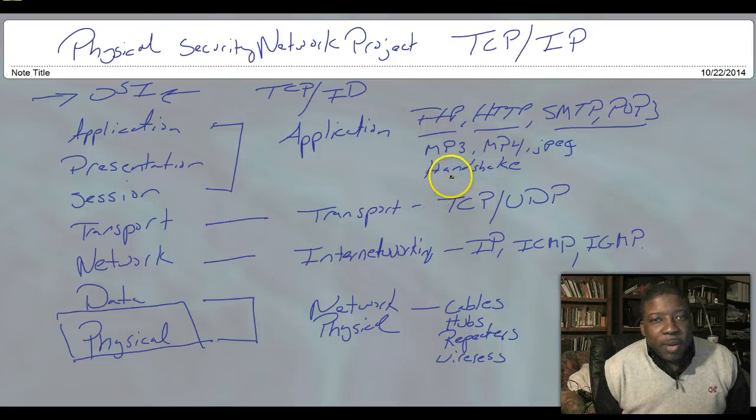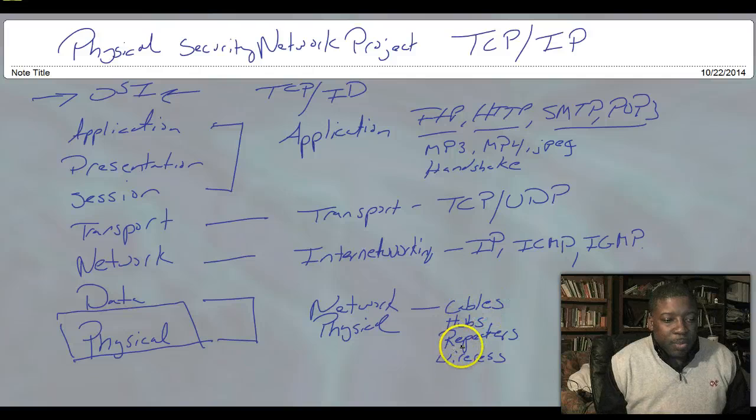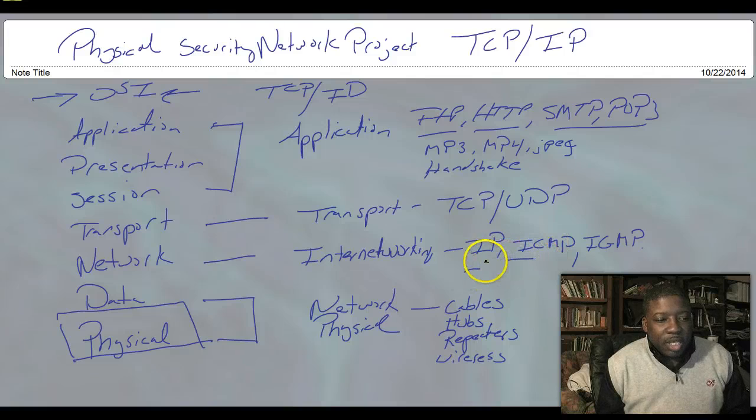So I pretty much tried to break that down in a simple way. Your physical: cables, hubs, repeaters, wireless. Internetworking: IP, ICMP, IGMP. Now some of these acronyms, like IP, which is Internet Protocol, I will get into in other videos. So don't worry that you don't know about it here, because we're talking about the physical security network project, right? See, I wrote it at the top so I wouldn't forget. All right, let's go ahead. I'm going to go to another page.